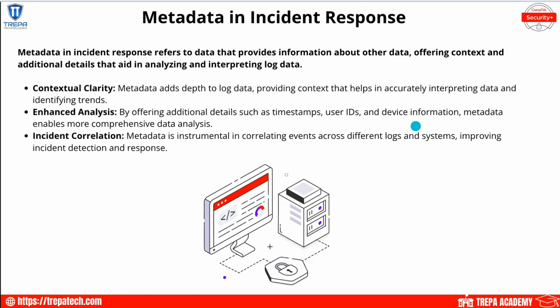And then metadata and incident response. So metadata and incident response refers to data that provides information that's contextual, right? Additional details that may not be important to the actual main function. So metadata can give us some contextual clarity. It can provide us enhanced analysis, right? To say, hey, well, this happened in this geographical region of this source IP, or whatever other metadata there may be, like the timestamps, other additional device information that can help us to do incident correlation.